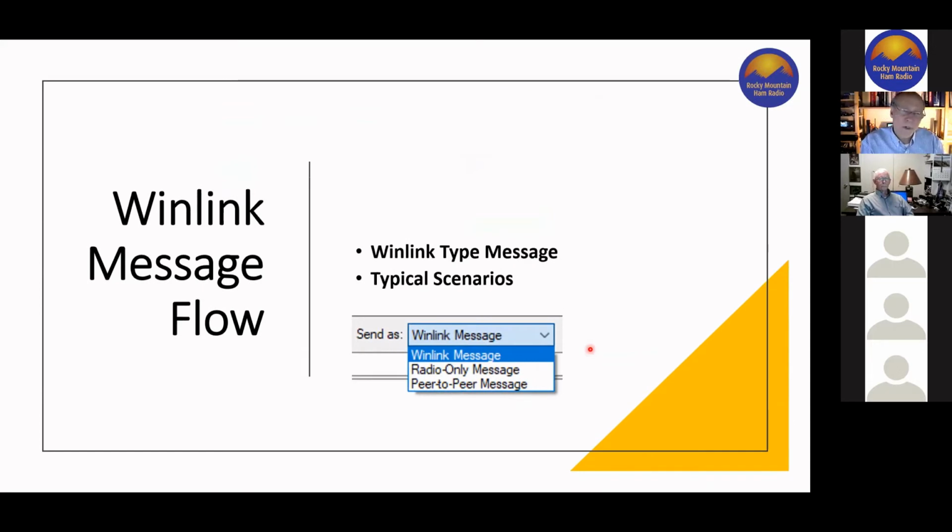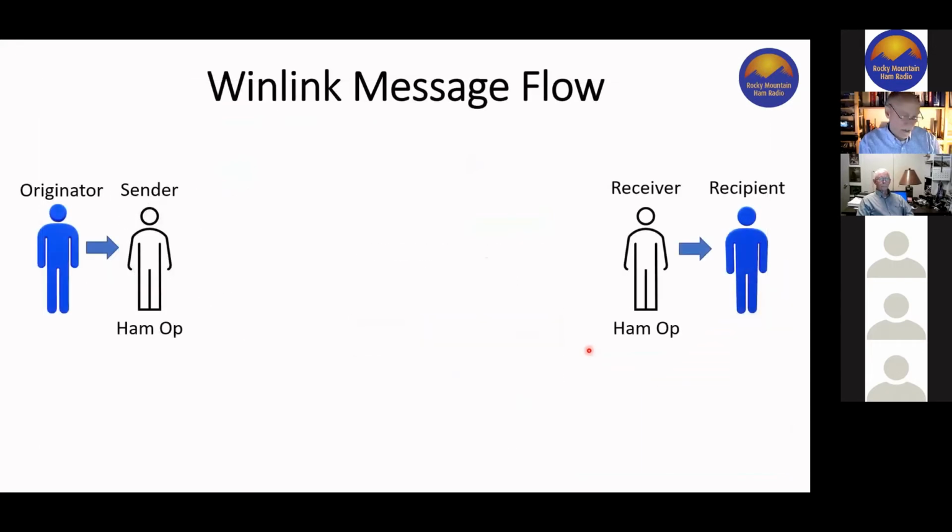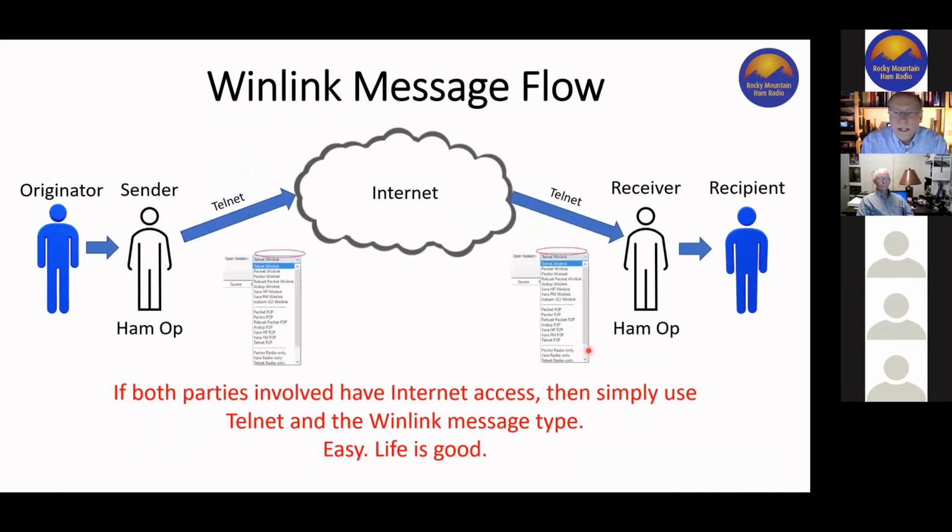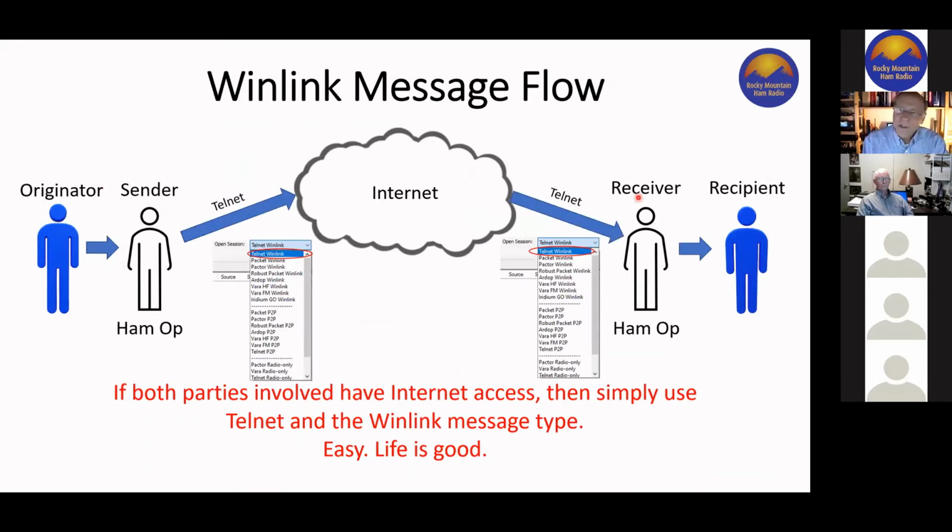All right, let's look a little more at this Winlink message flow and a couple scenarios. In this particular scenario, where both the originator and the receiver have an internet connection, keep it simple. Just use the Telnet Winlink on both ends, and don't use an RMS gateway. You can just use the internet. There's nothing wrong with hams using the internet directly. In fact, that's a very good way to do it because you're not tying up an RMS gateway when you're doing this, right? Simple, it's easy. Life's good when you do that. Everybody can sit back and relax and drink their coffee and everything's really good.